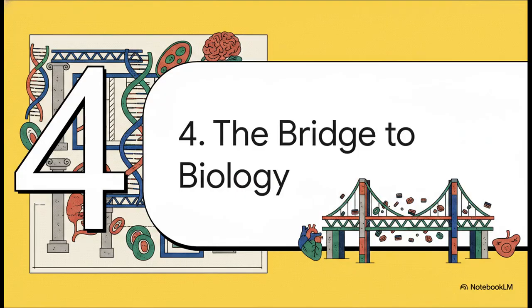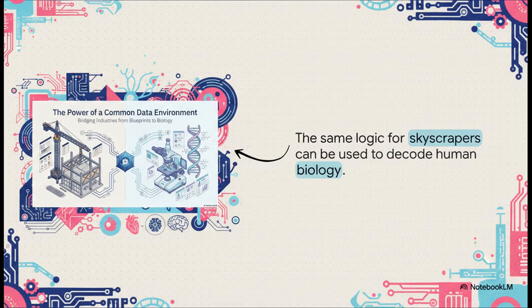Okay, so we've seen how this brilliant system works for steel and concrete. Now for the big jump. It's time to build that bridge from blueprints to biology. And here it is. This is the big aha moment of this whole explainer. The exact same logic, the same architectural thinking that we use to manage the insane complexity of a skyscraper can be applied to the immense complexity of human health. The goal isn't just to build a structure anymore. It's to build a complete, living picture of a patient.